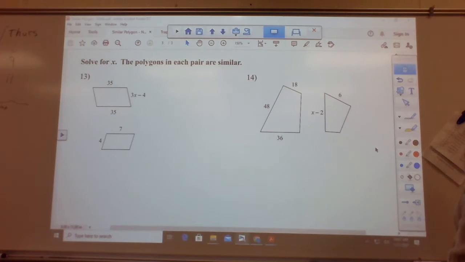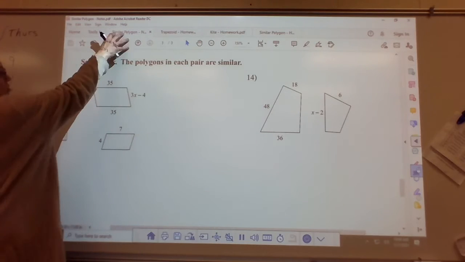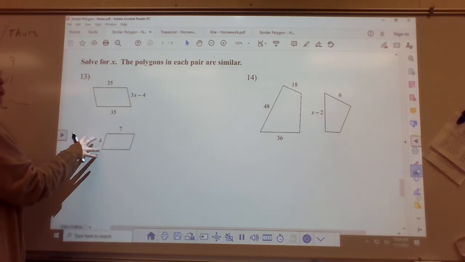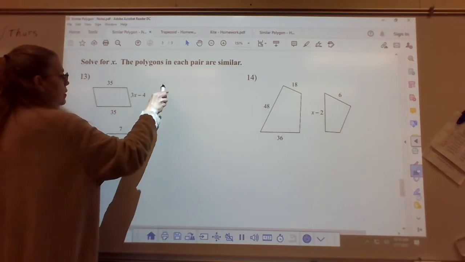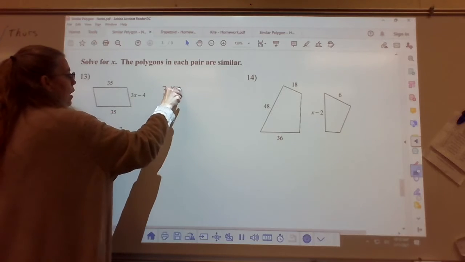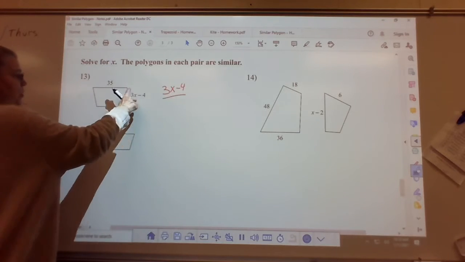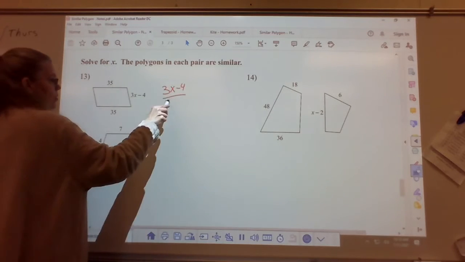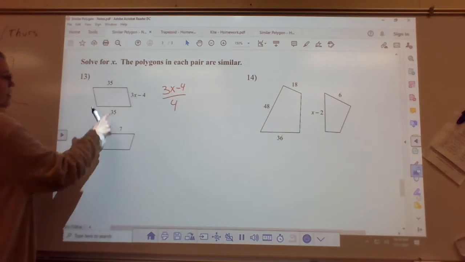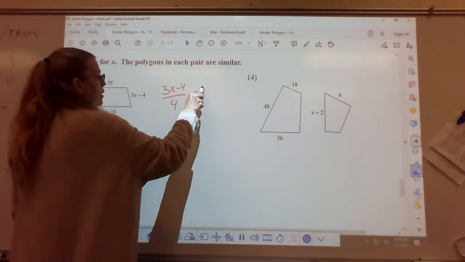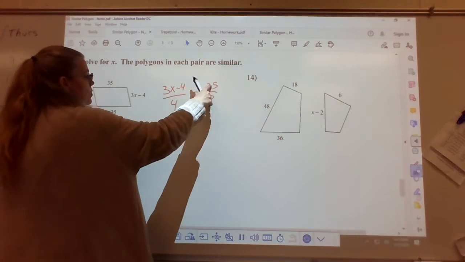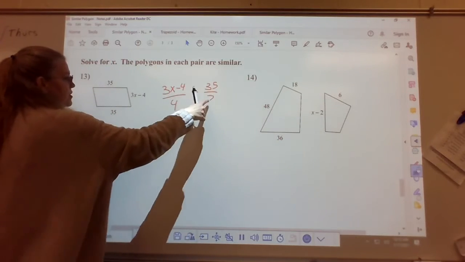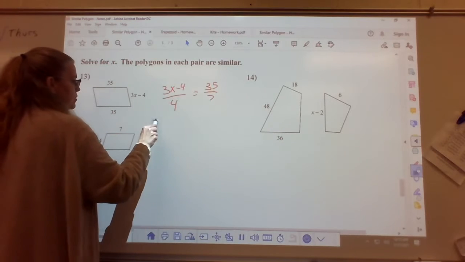13, 14. Same as what we did on the first 4 up there. We're still going to set up a proportion. So 3x minus 4. That's the smaller side. Put it over 4, because that's the smaller side. Then 35 over 7. Cross multiply. Make sure when you cross multiply, it's 7 times all of this.